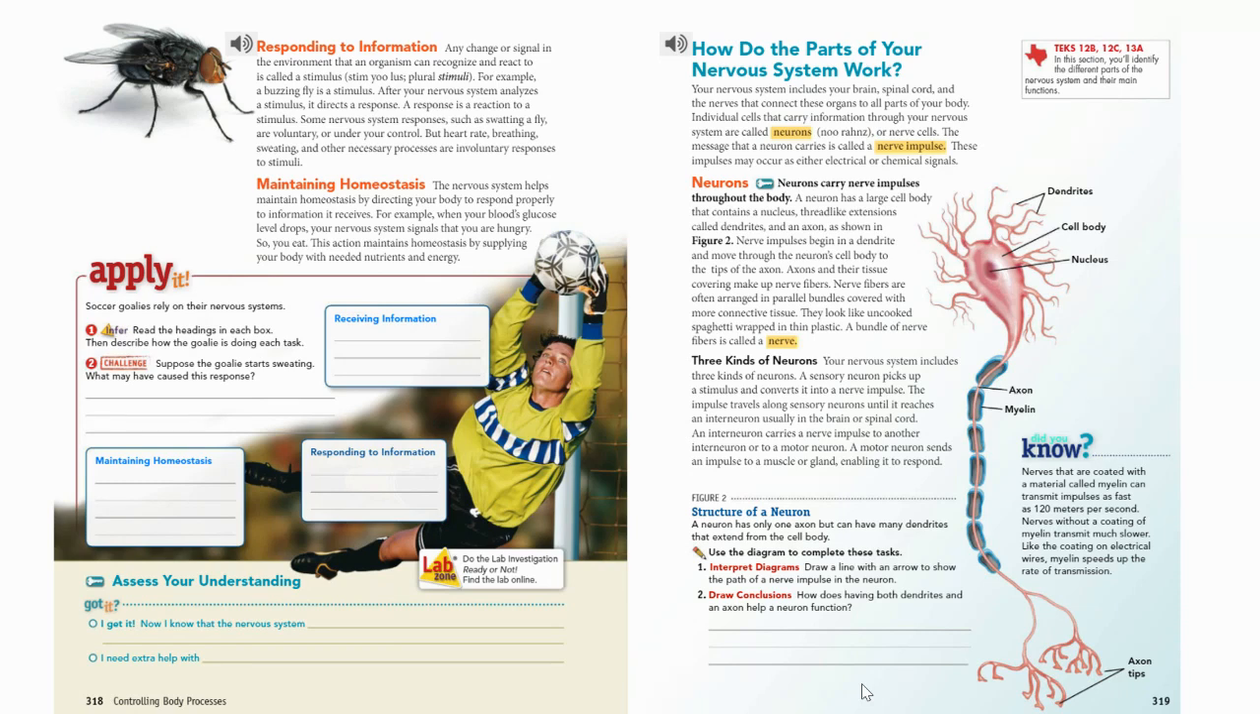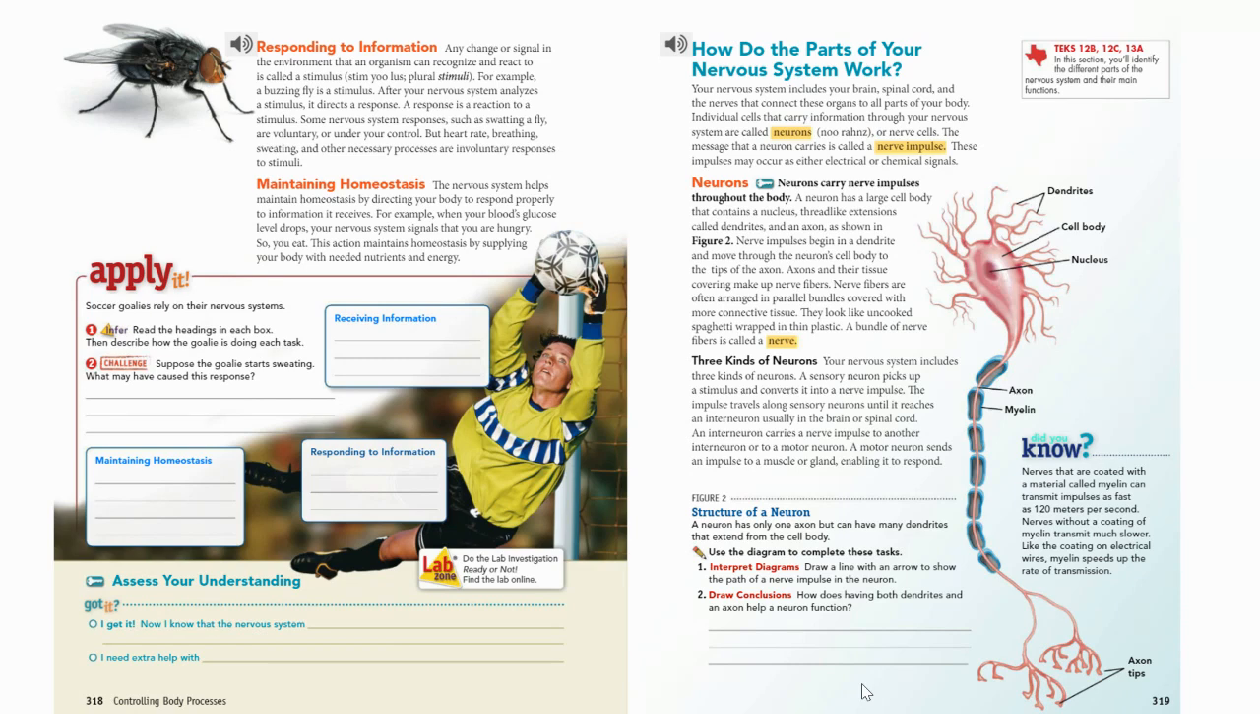Okay? Now, how do the parts of your nervous system work? Your nervous system includes your brain, spinal cord, and the nerves that connect these organs to all parts of your body. Individual cells that carry information through your nervous system are called neurons or nerve cells. A message that a neuron carries is called a nerve impulse. These are electrical or chemical signals. Okay? Neurons are the special nerves that carry nerve impulses throughout the body.